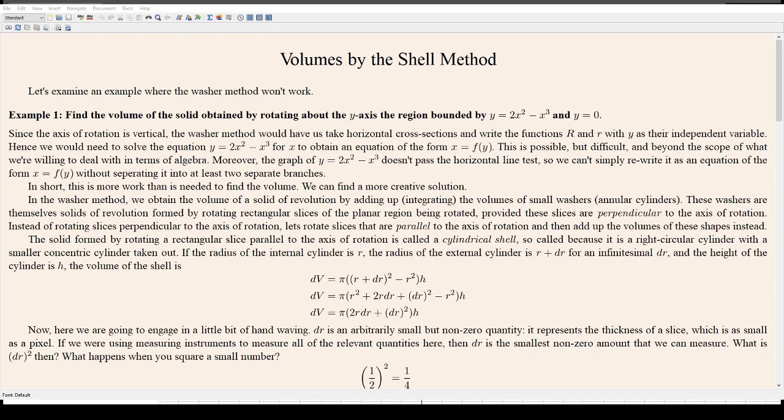Now let's look at an example where the washer method isn't going to work all that well. It will work, technically speaking, in the sense that the cross sections will be annuli, but we're not going to be able to write down the integral quite as easily. So find the volume of the solid obtained by rotating the region bounded by this curve and the x-axis about the y-axis. So let's see what this looks like.